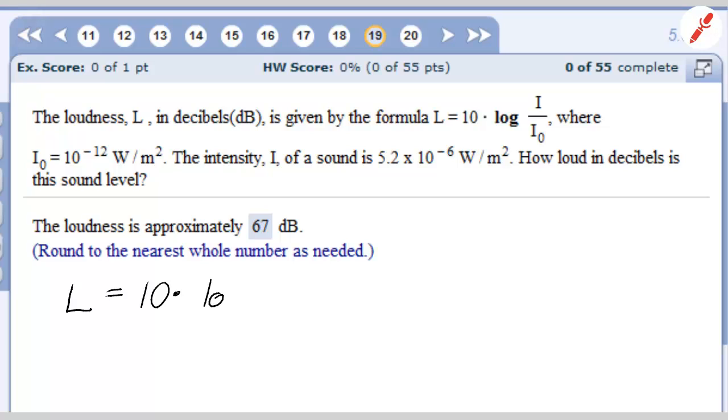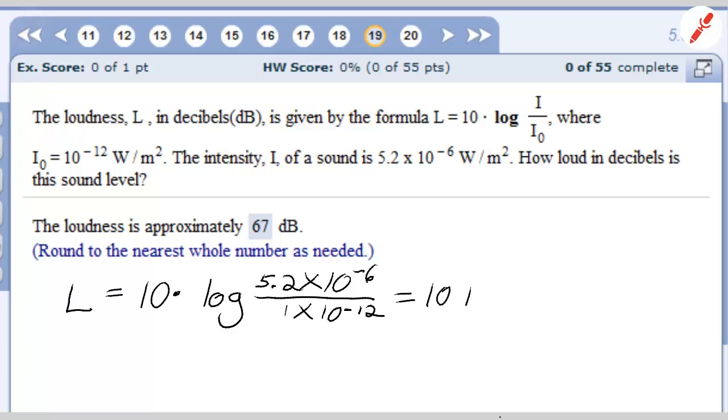So, here's what we're going to do. We're going to substitute those numbers for the appropriate letters. We'll be taking 10 times the log of 5.2 times 10 to the -6 over 10 to the -12, which we write as 1 times 10 to the -12. So we'll have 10 times the log, and remember, it's log base 10.